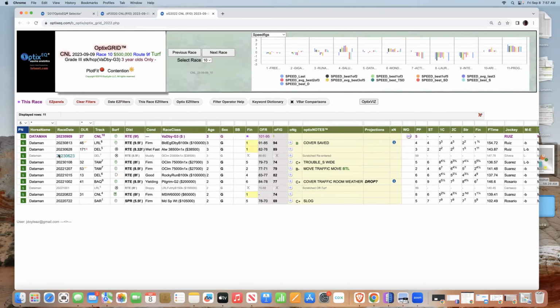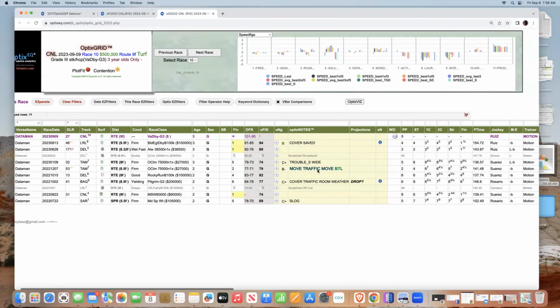The 5, Data Man, is okay. Could be kind of an underneath horse, one of these improving horses. You can see that his Optix figs are improving, so maybe you can't do too wrong with that. I just worry about the horses he's been running against at this level. You can see the last time he ran against grade 2 company, he projected a drop.